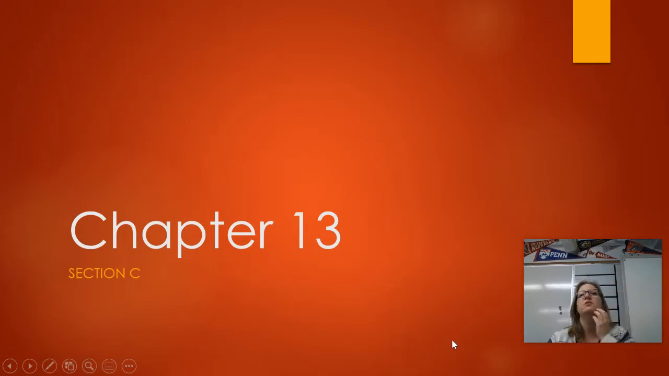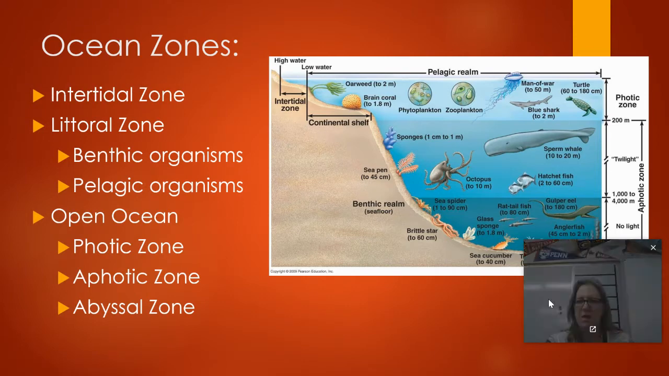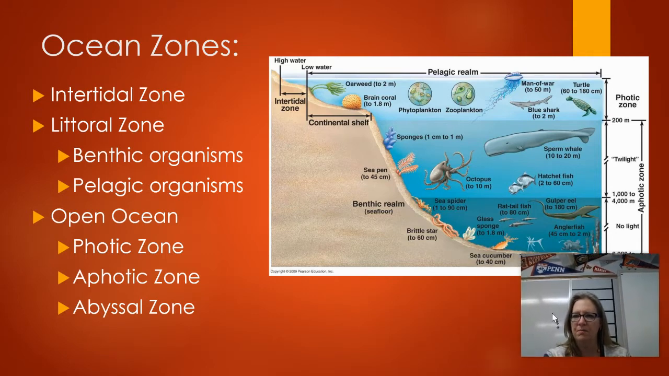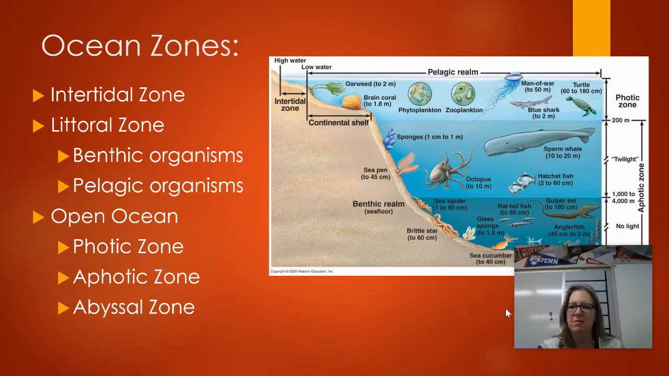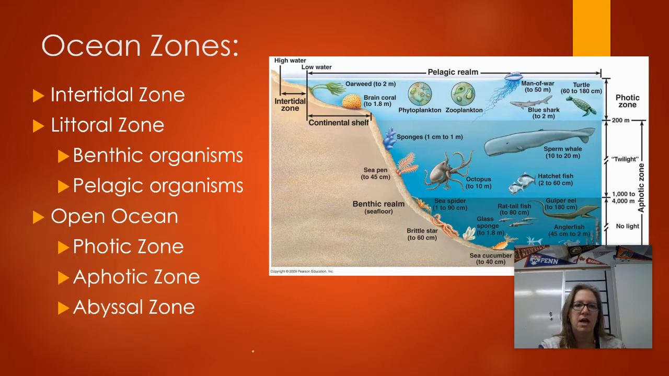All right, let's finish up the chapter. We're going to do section C today, continuing to talk about the ocean. The ocean is divided into different zones depending on if you're talking about living things or if you're just talking about the water itself. We're going to use the zones that are listed in the book for us.